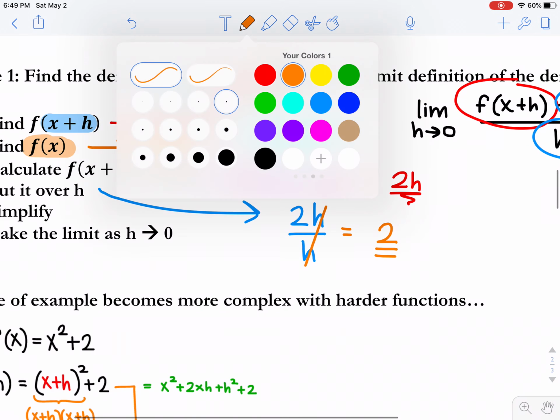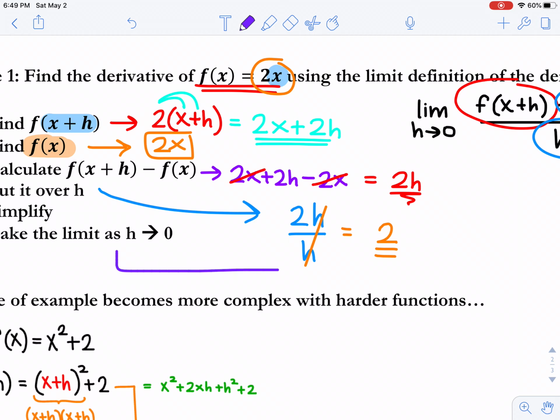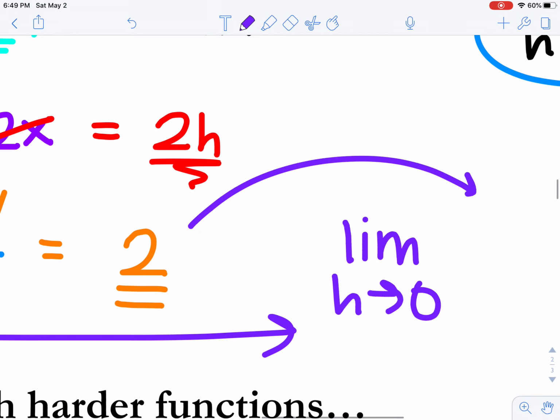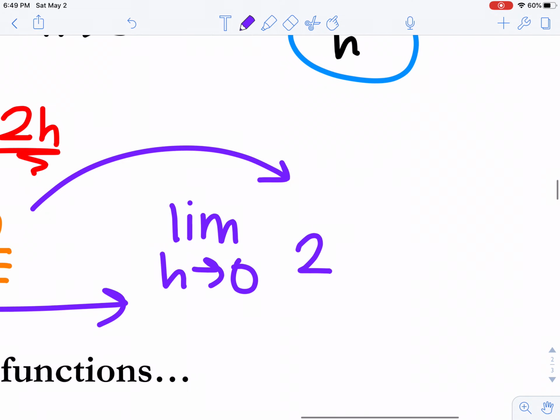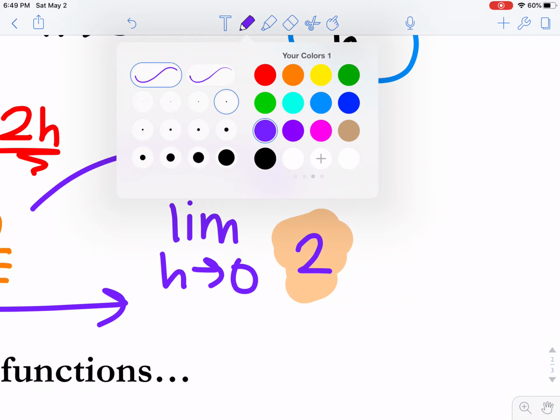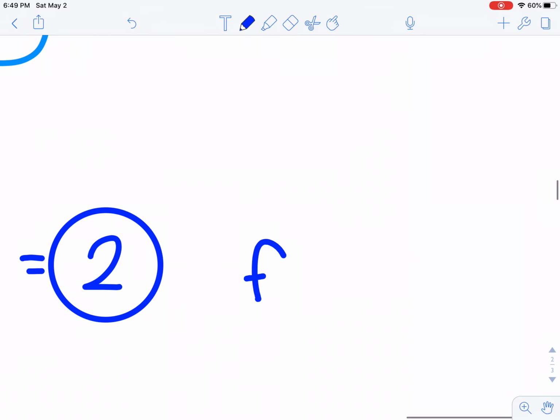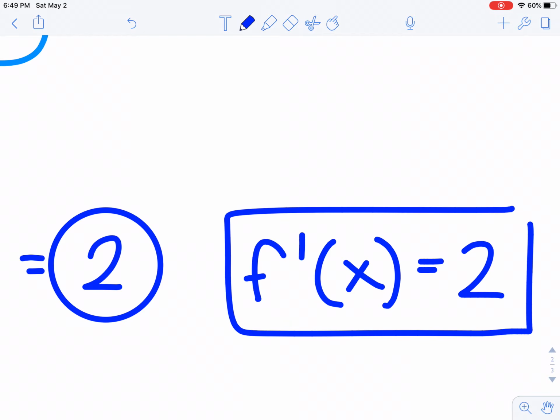Now my last step is to now take the limit. So I'm going to take the limit as h approaches 0 of 2. And as you guys learned in the last unit, if there's just a number here, then the limit is just that number. So the answer to this is 2, which means at the end of the day, f prime of x is 2. The derivative is 2.